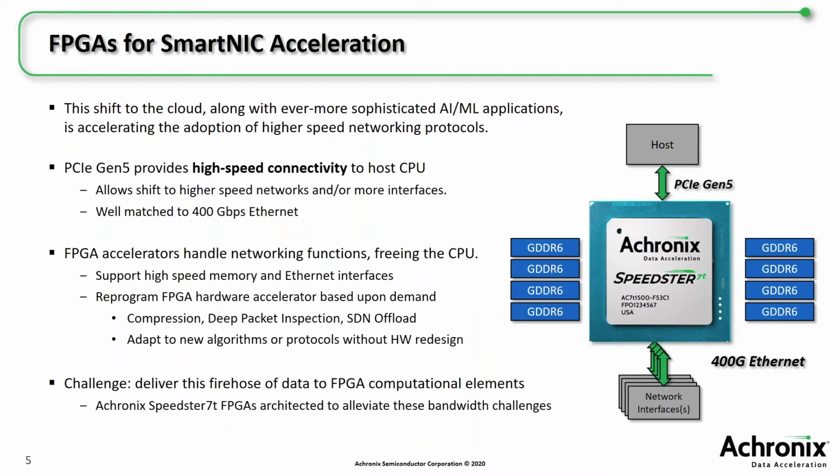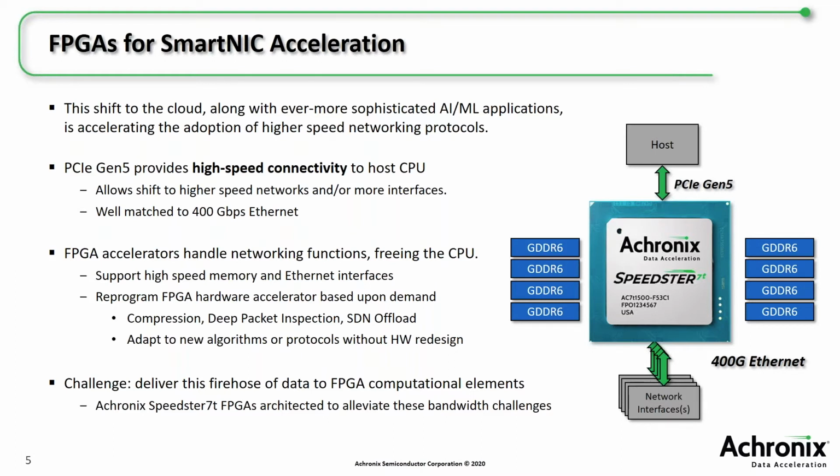For the second application, SmartNIC acceleration, we're seeing again the shift to the cloud and ever more sophisticated AI and ML applications, and we're seeing more and more high-speed networking protocols. A PCI Express Gen 5 enabled FPGA provides high-speed connectivity between your networking subsystem and the CPU, and it allows this shift to higher speed networks and more interfaces. And PCI Express Gen 5, with its 512 gigabits per second of throughput in each direction, is very well matched to a 400 gigabit per second Ethernet link.